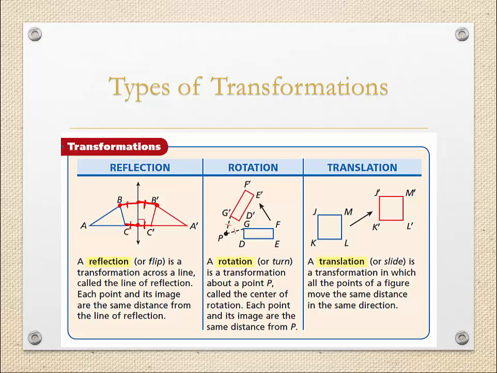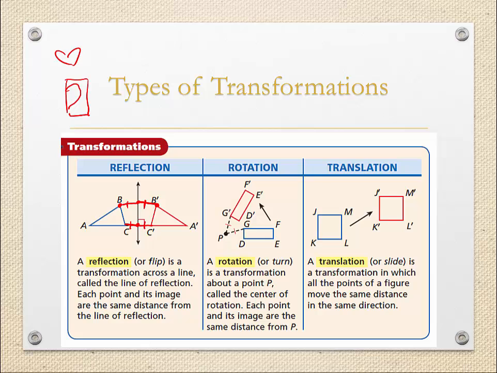A reflection is kind of like a mirror image. It flips it over something. It could be a vertical line like this, or it could be a horizontal line. So remember those hearts that you used to cut out back in the day? You take a piece of paper and just cut like this, and when you opened it up, you got a heart. That is a reflection.